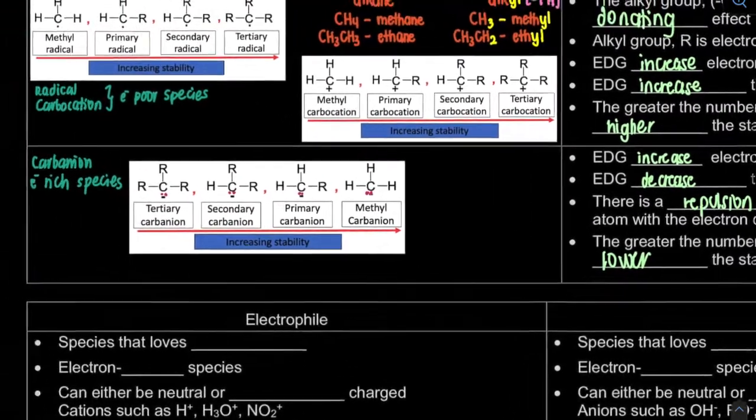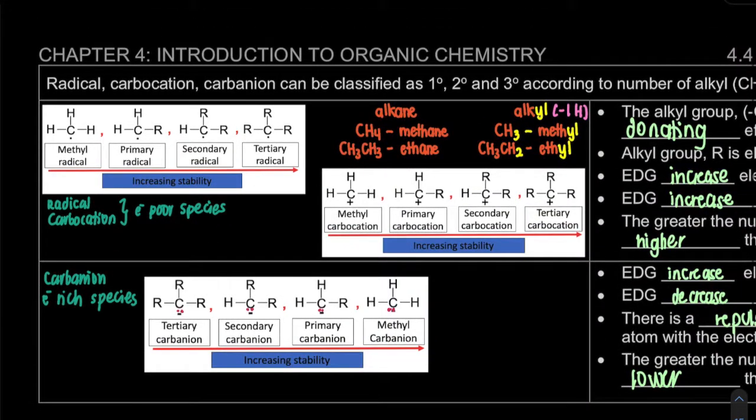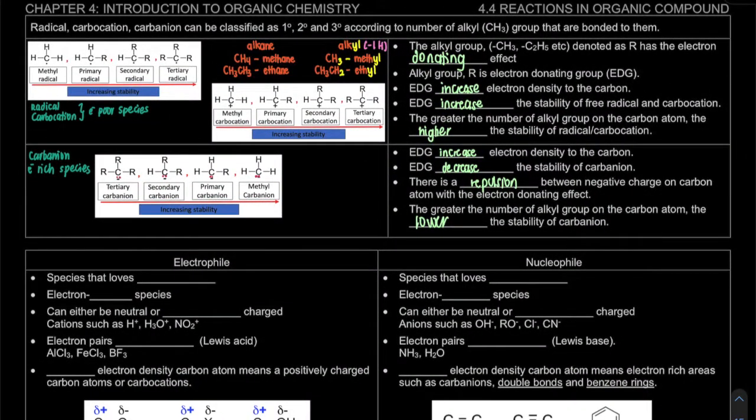So sebab tu dalam kes ni dia terbalik, carbanion rich kan. So tertiary ni yang paling the least stable. Sebab banyak sangat bagi duit kat dia kan, ketuk-ketuk rumah bagi garam gula. So macam tak nak lah. So dia tak suka lah sebab ni dah kaya dah. Okay, but then kat sini dia tak ada alkyl group kan. Methyl carbanion ni tak ada pun yang donate. So dia yang paling bahagia. So for the case of carbanion ni is the complete opposite of our radical and carbocation. Okay, so that is actually for the stability of our intermediate.